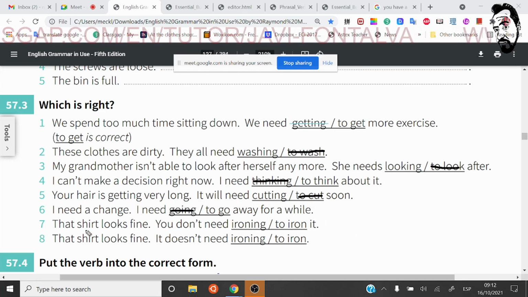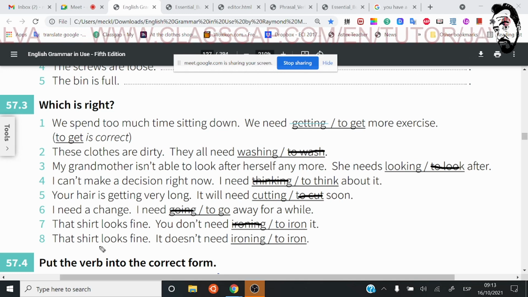That shirt looks fine. You don't need to iron it. Okay, remember the R is silent, so we say iron. Iron it. So you don't need to iron it. Sure.